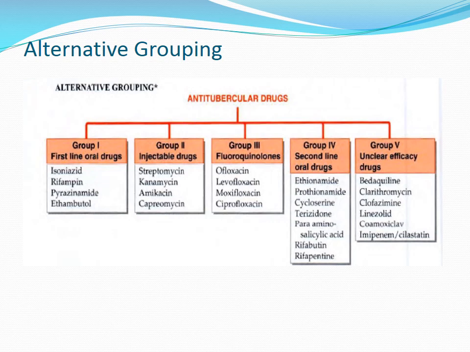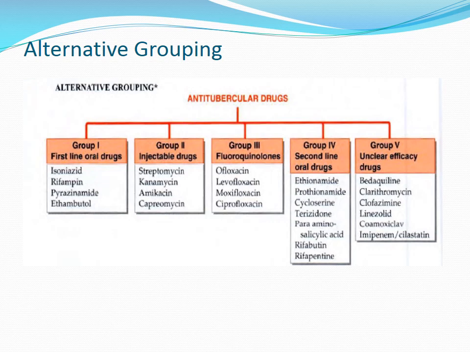In this slide, we will just revise the classification which we have seen in the first lecture, especially the alternative grouping. Antitubercular drugs are classified into five groups. Group one is the first line oral drugs: isoniazid, rifampicin, pyrazinamide and ethambutol. Remember, streptomycin we have shifted from group one into group two, among the injectable drugs. Group two includes the injectable drugs: streptomycin, kanamycin, amikacin and capreomycin. All these belong to the aminoglycoside group.